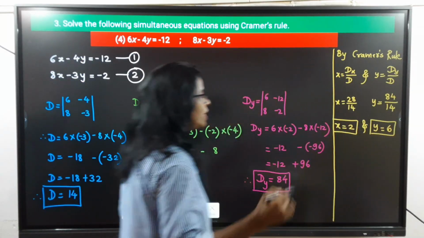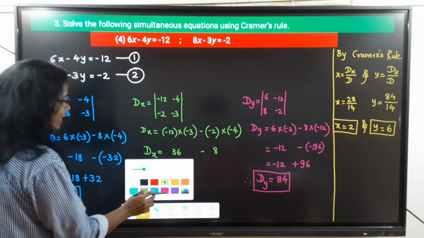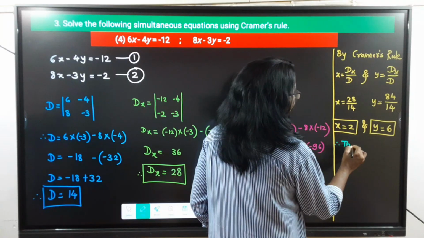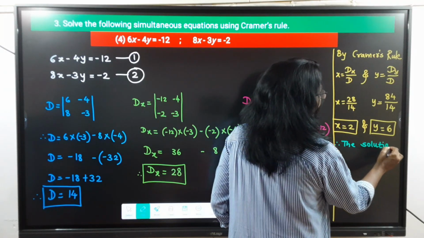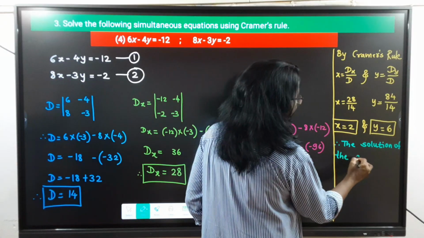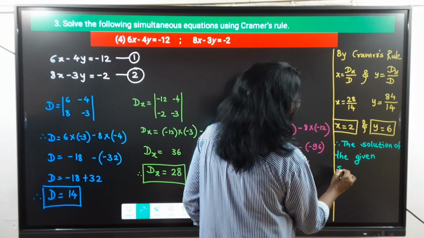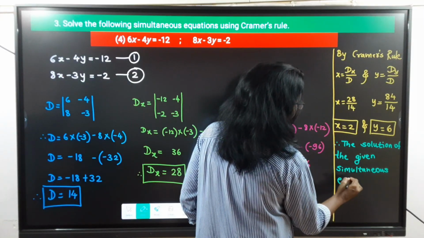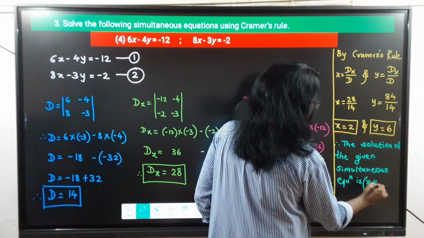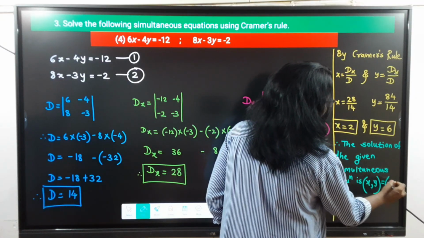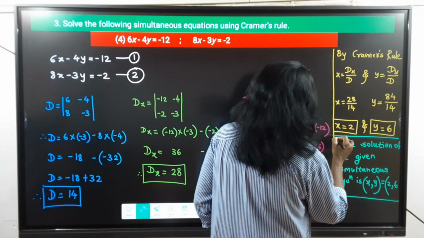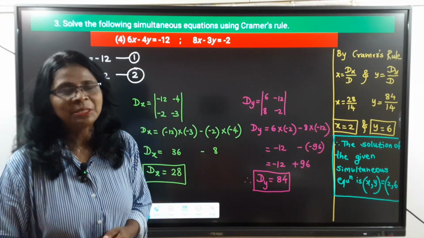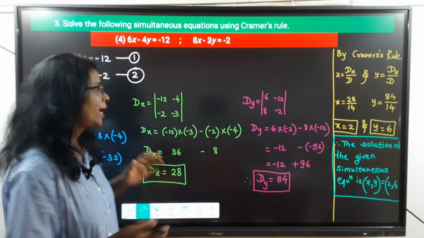So now here, students, we have both the values of the variables x and y. So finally we write down the solution of the given simultaneous equations: x, y is equal to 2, 6. In such a way we can find the solution of the given simultaneous equations. So students, this is the simplest method and you follow this method.